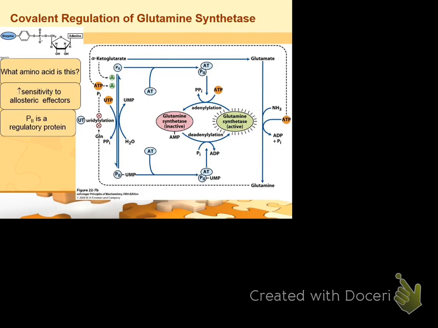Never mind. Okay. So P2, if the P2 hasn't been umped, because that's a uridylation.